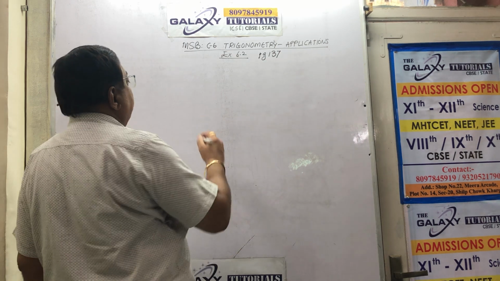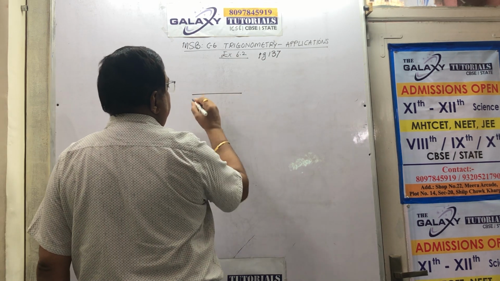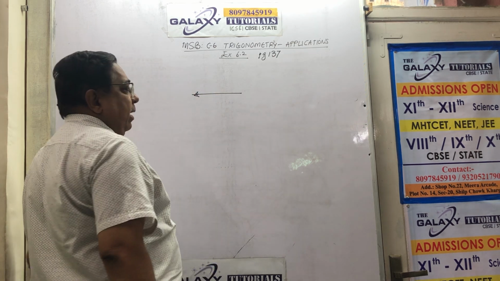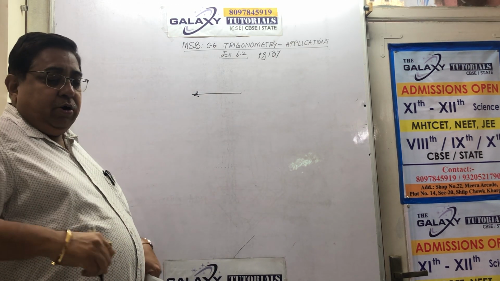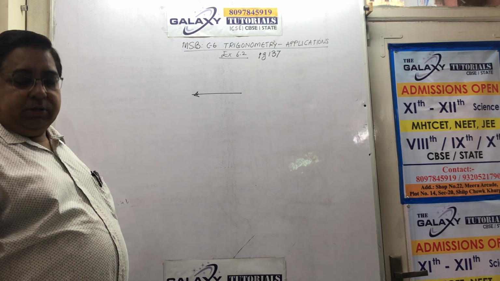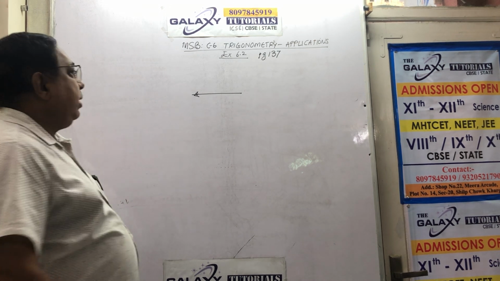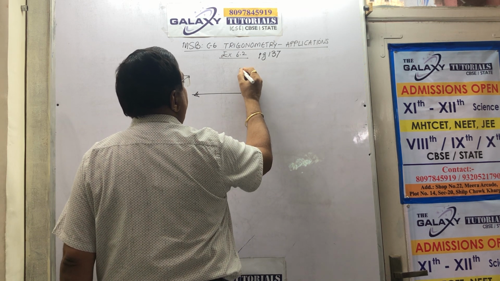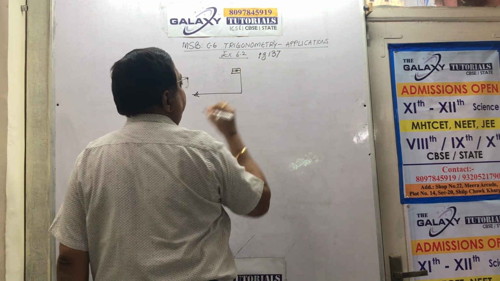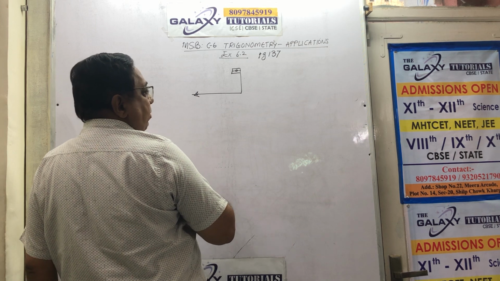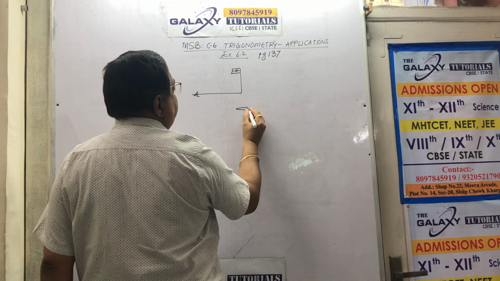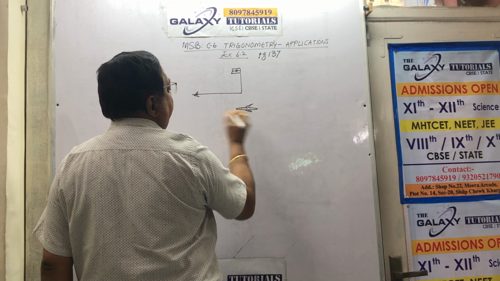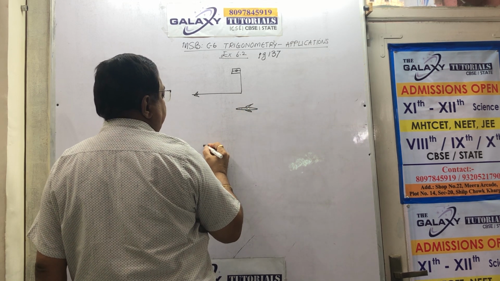In real life, if this is the ground, I am standing here, my eye is here. You don't assume I'm standing on the ground, my eye is at ground level, this is immaterial, 5 feet, okay? And there is a building or a flagpole. This is a flagpole and there is a flag on top of it, okay? This is number 1. I have a plane which is flying, and I'm watching it from the ground.